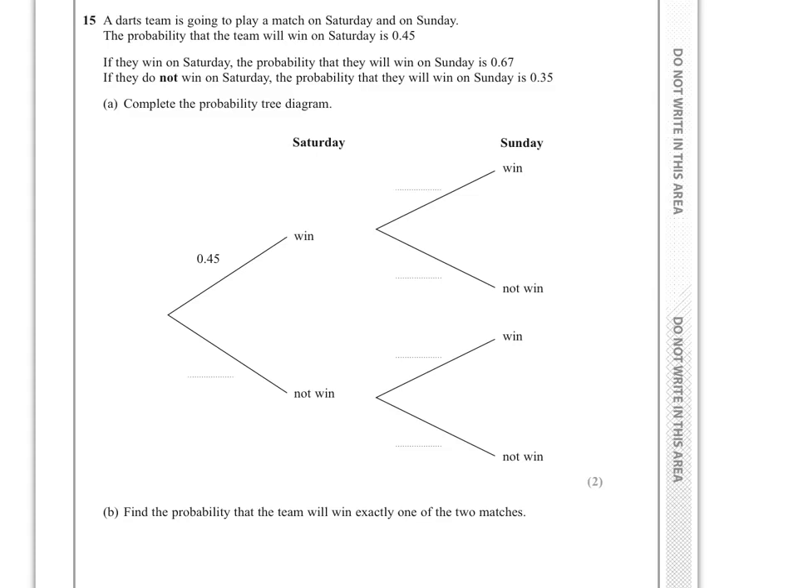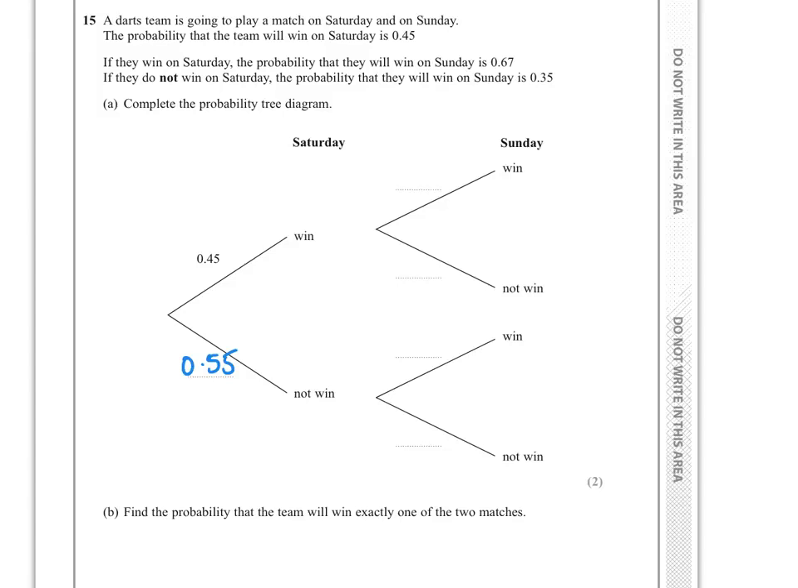Question 15. For me, this is the hardest question on the paper. That's just how my mind works. I'm not brilliant at probability, I have to say. I misread the question a couple of times. So the first thing is it says a darts team's going to play a match on Saturday and on Sunday. The probability that the team will win on Saturday is 0.45. So I was okay with this here.